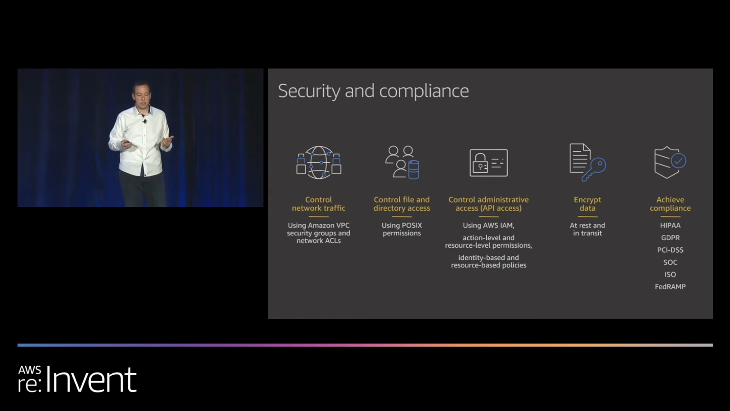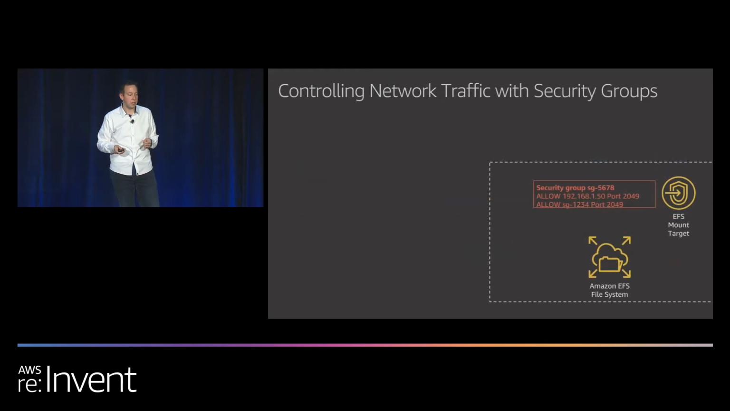Using POSIX permissions to control file and directory access. You can control administrative access to the API using IAM. You can encrypt data both at rest and in transit. And all of these things together have helped EFS achieve compliance certifications for several of the compliance standards that you see here. So now deep diving on some of these. So first, controlling network access to EFS.